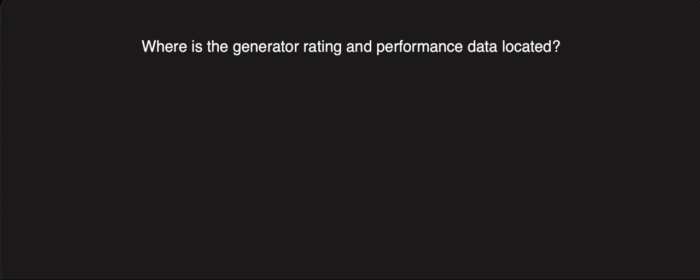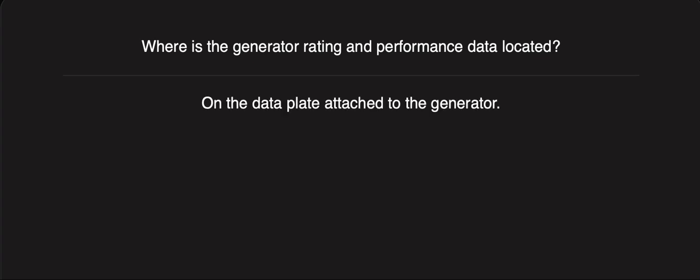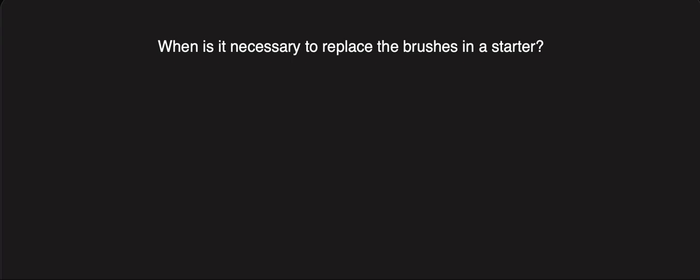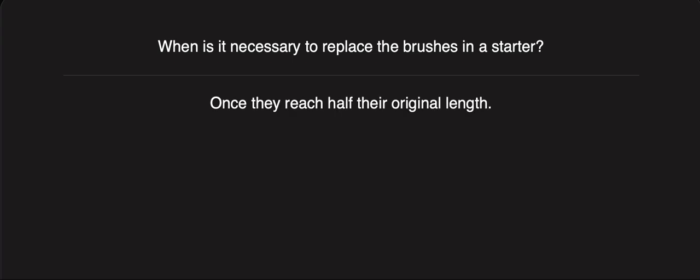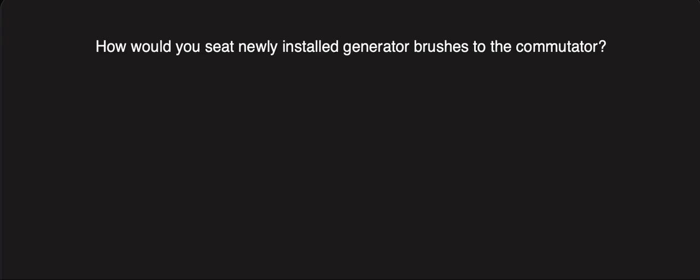Where is the generator rating and performance data located? On the data plate attached to the generator. When is it necessary to replace the brushes in a starter? Once they reach half the original length. How would you seat newly installed generator brushes to the commutator?